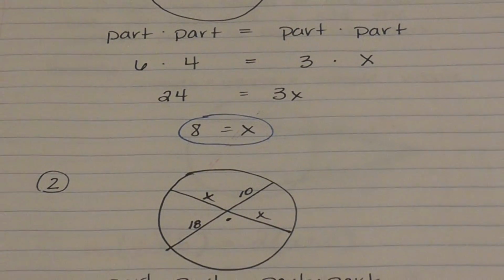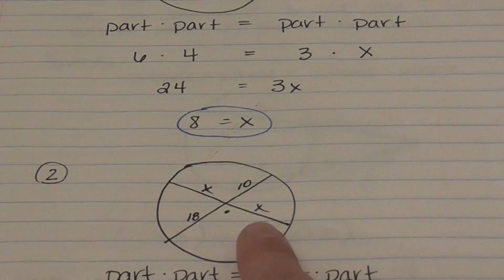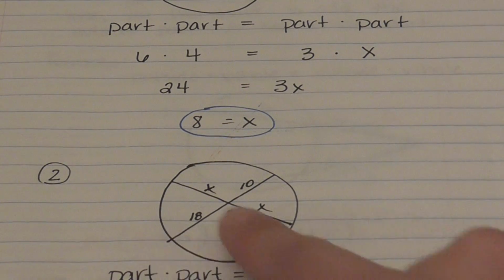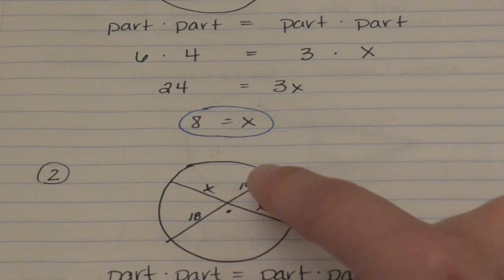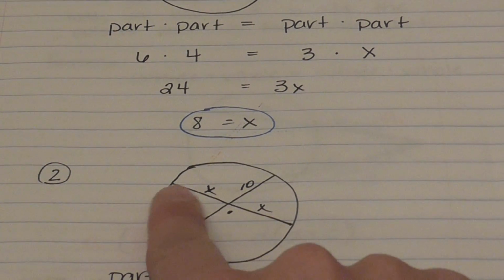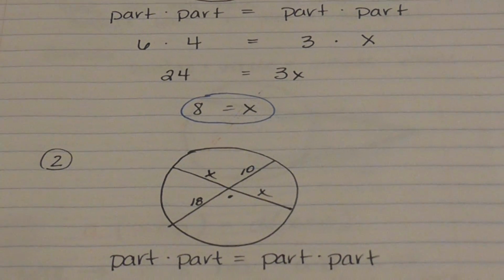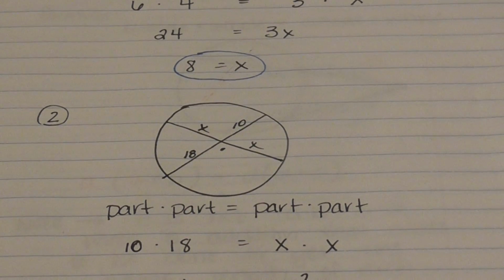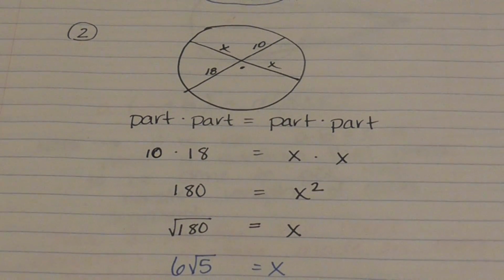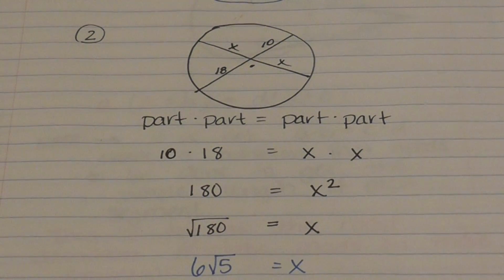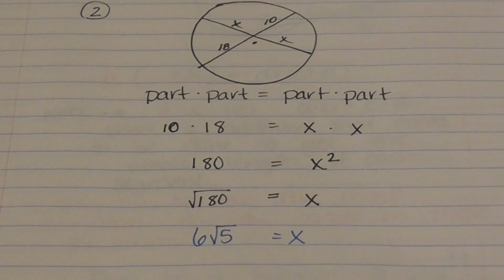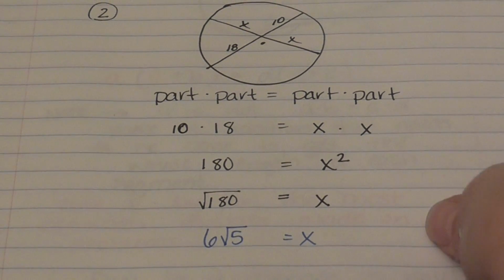This next one has x's in 2 places on one line. So part times part equals part times part is 10 times 18 is going to equal x times x. Those are all the parts. 10 times 18 is 180. X times x is x squared. Square root of 180 equals x. That simplifies down to 6 square roots of 5 equals x.